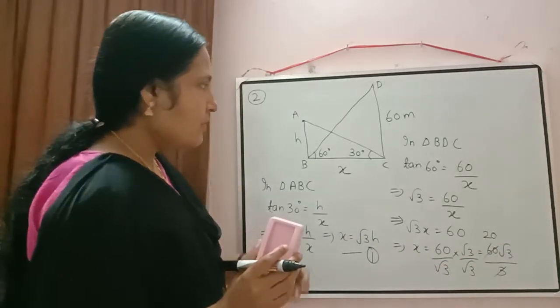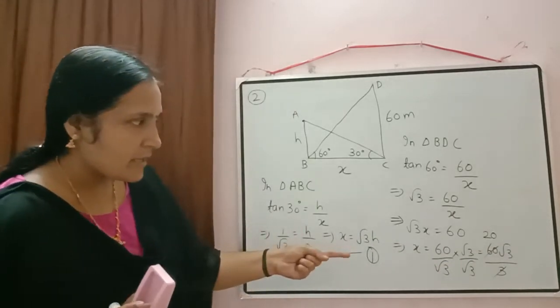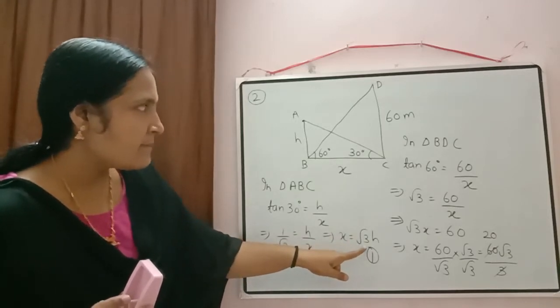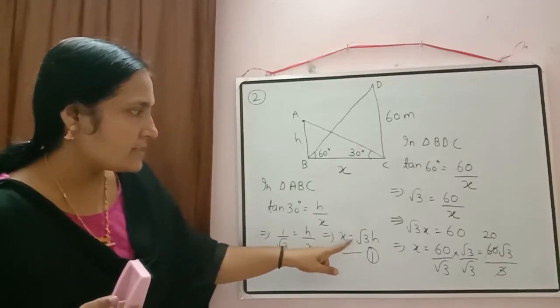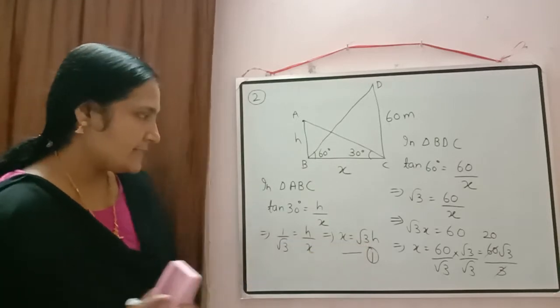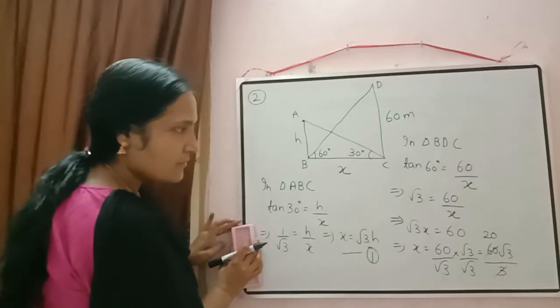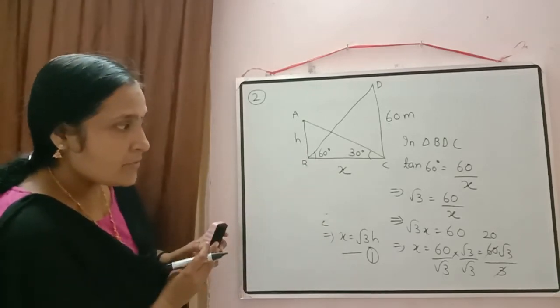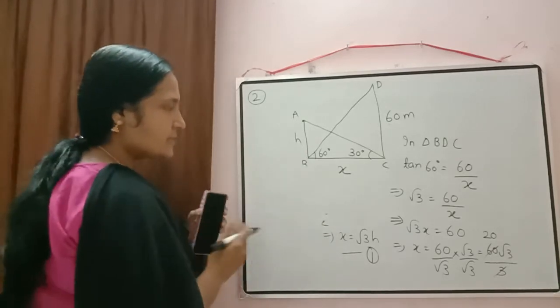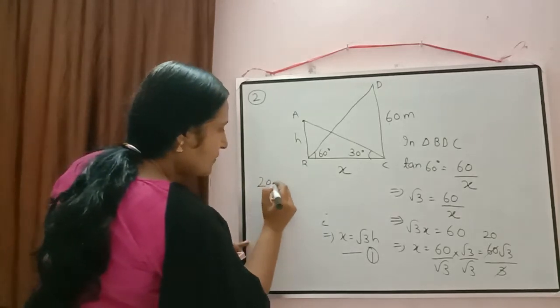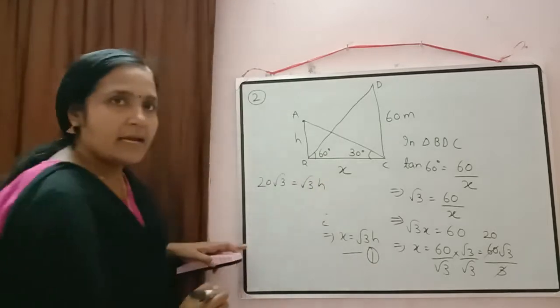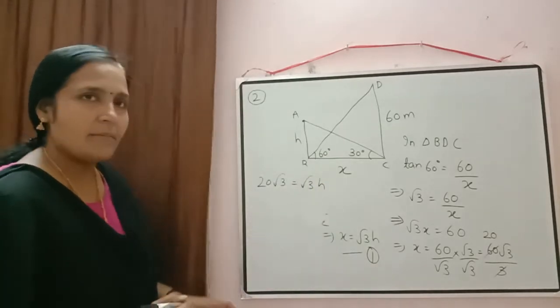Now what will we do? We will substitute the value of x here. Where can we substitute the value of x? Here, where x is equal to root 3h. So when you substitute the value of x, which is 20 root 3, we will get 20 root 3 is equal to root 3h. Substituting in equation number 1.